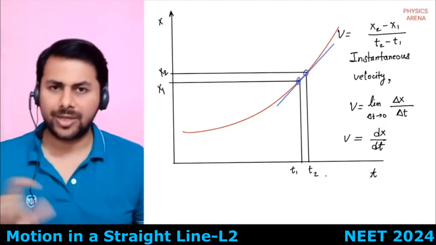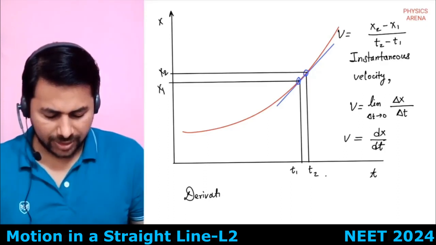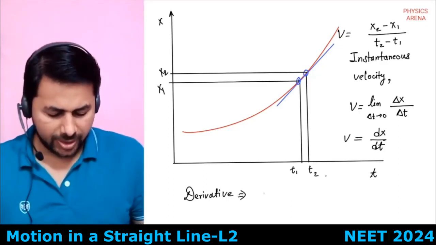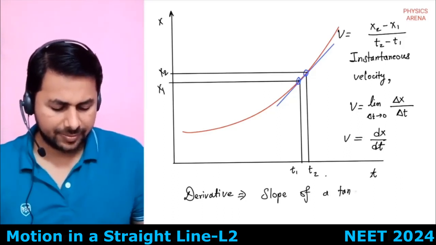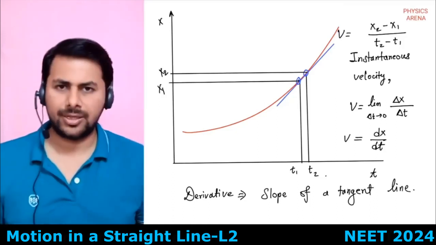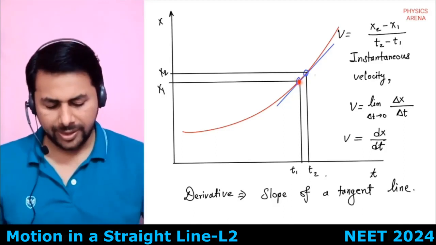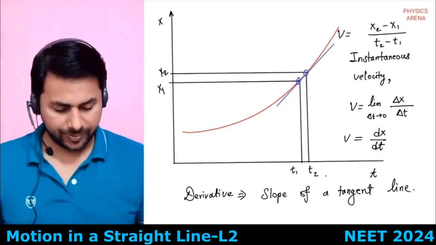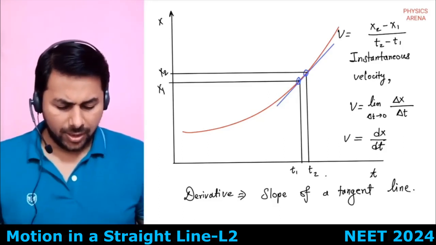So the velocity is the derivative of x with respect to t. And what is the definition of derivative? On the graph, derivative means the slope of a tangent line to the graph. So if I am taking the derivative at this point, it is the slope of the tangent line drawn at this point. So this is the meaning of derivative.